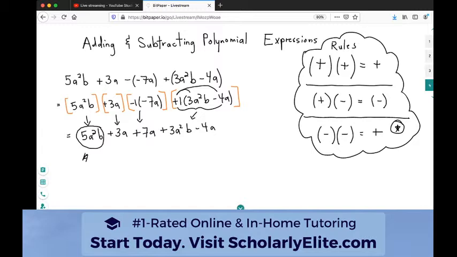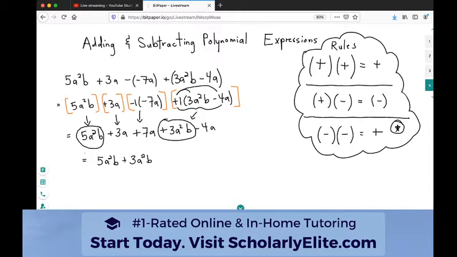So we have 5a squared b. And then I also have positive 3a squared b, which is exciting because I can put those two together. I know that they're like terms because I have a squared b, a squared b. And if you had seen a squared b just by itself, that also is a like term because technically that means 1a squared b. But we won't worry about that right now because there's nothing like that.